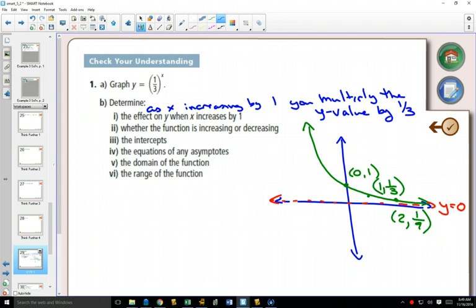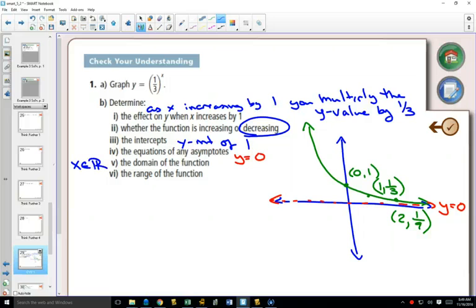Is this function increasing or decreasing? You can tell by going from left to right. This one is going down, so you would say that it's decreasing. Our intercepts: we have a y-intercept of 1. And because there's an asymptote on the x-axis, there are no x-intercepts. Equation of the asymptote, y equals 0.